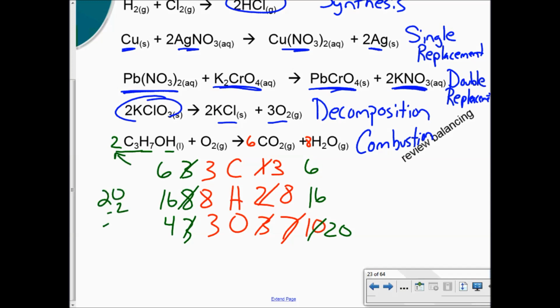So subtract that 2. I have 18. So what number could I put here? It's a 9, and it makes it be 18. Like I said, combustions are pretty tricky, so you may want to practice with several of them.